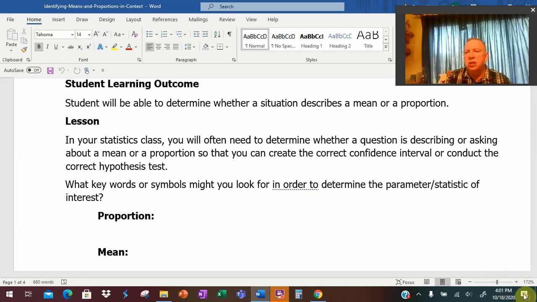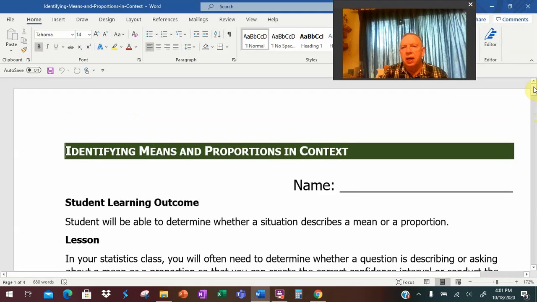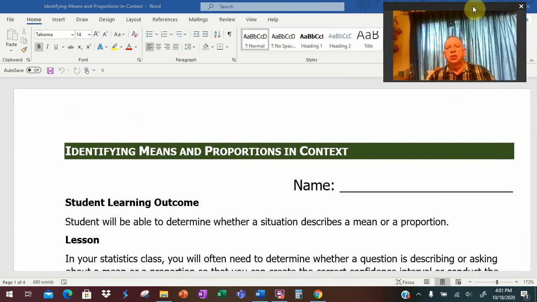This week we're going to continue on with confidence intervals and hypothesis testing like we had done last week. And we're going to go through this worksheet, just to polish up for this one. We're just going to do identifying means and proportions in context. What the context means is the context of the problem.